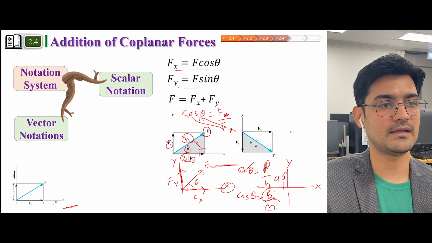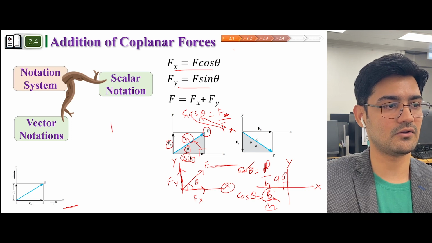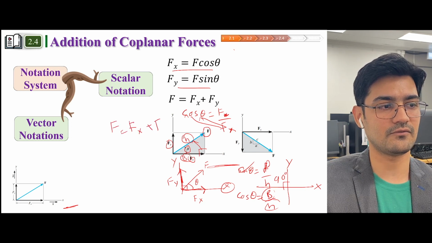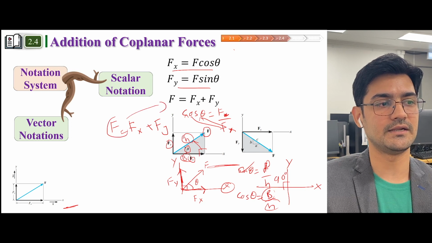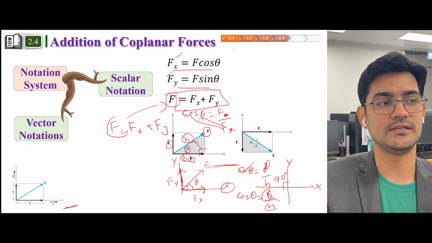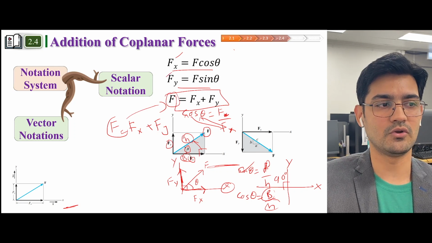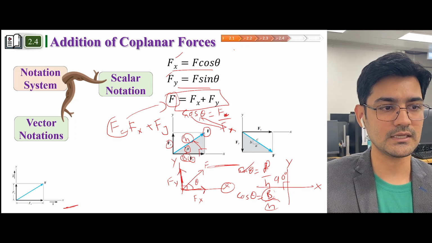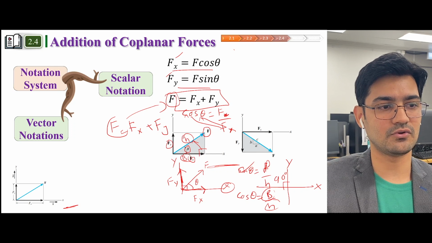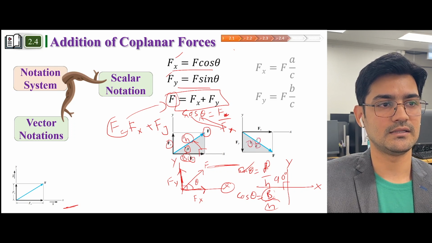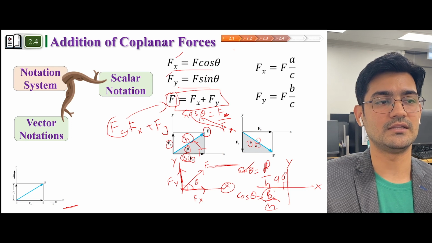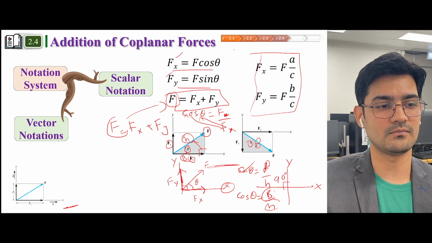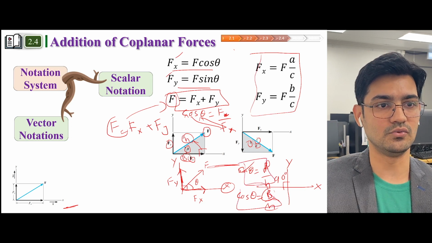And if we add, what is the resultant? The resultant of F is F of x plus F of y, which is represented here. So this is the resultant force F, and we can also calculate the F of x and F of y components. So we don't need to remember any law of sines or law of cosines type of formulas. Similarly, if we change the notation to a, b, and c, then we can calculate the F of x or F of y by using these formulas. And these formulas again come from these trigonometric rules.